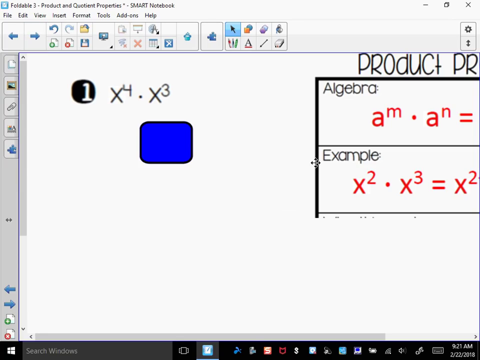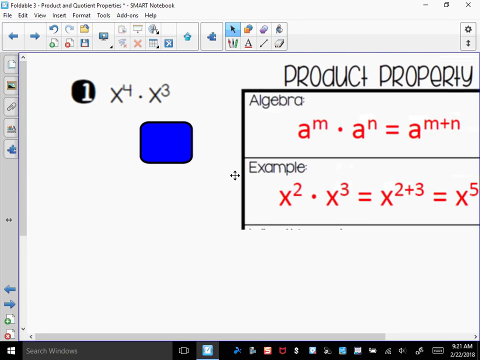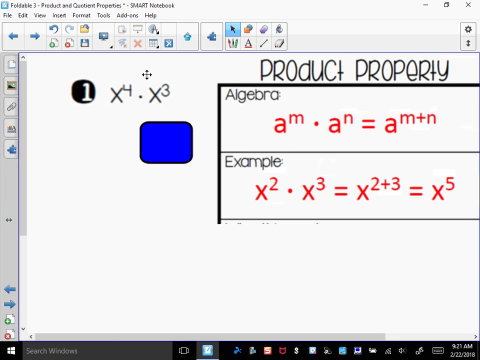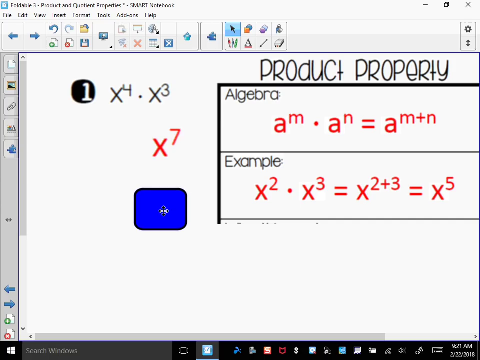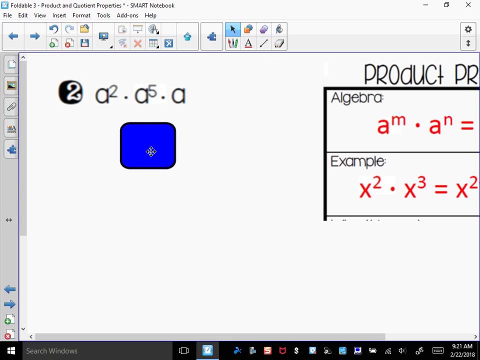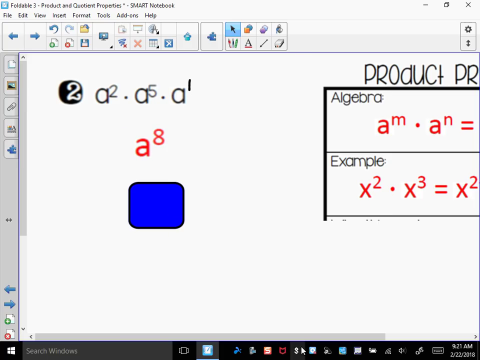All right, let's take a look. This is pretty simple here. You have x to the 4th times x to the 3rd. You simply add the exponents, and what is that going to give you? X to the 7th. It's a simple addition when it's multiplication. Example 2. Now you do have to keep in mind that every base has an exponent, so that's like a 1. You always have to make sure you remember that. So when you add 2 plus 5 plus 1, that gives you a total of 8.